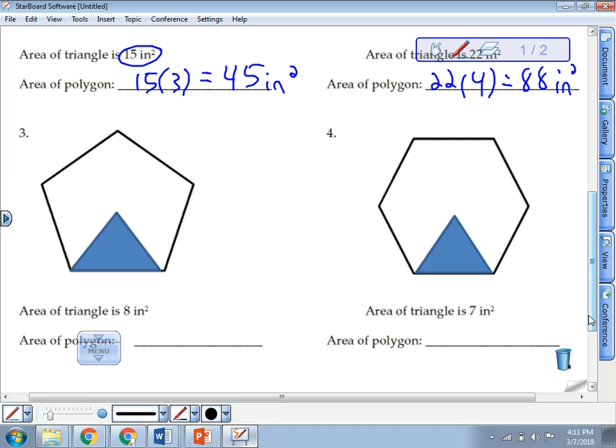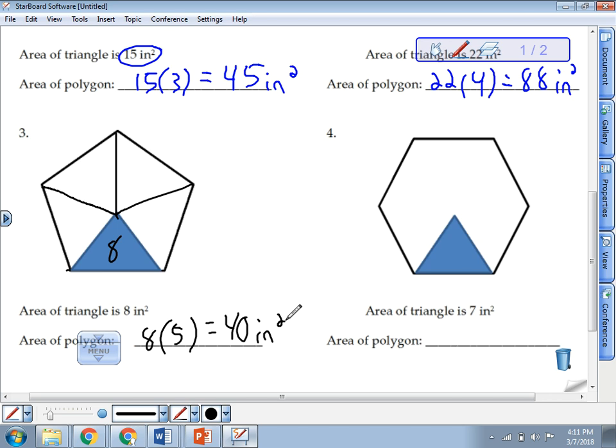Again, this is a pentagon, and you'll notice in here you can see the number of equal sized triangles that we have: 1, 2, 3, 4, 5. So there you go. Find the area of one. This is 8. Since there are 5 of those, we take 8 times 5, and that's going to equal 40 square inches.